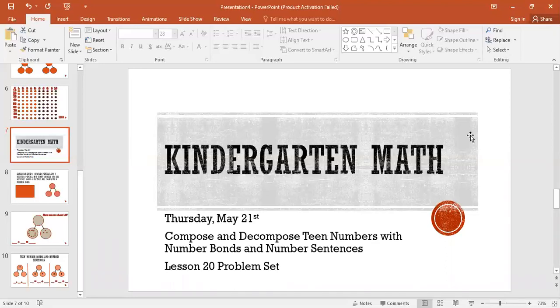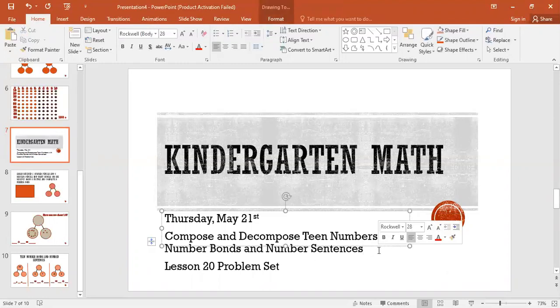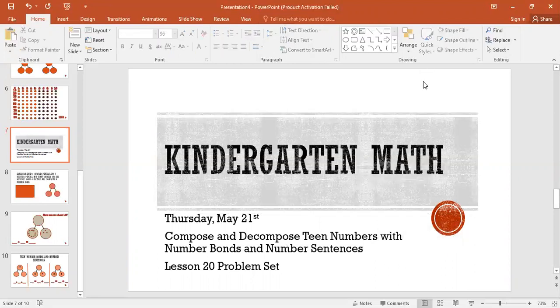Today, we are going to learn and review number bonds and number sentences, but this time with teen numbers. So we did number bonds and number sentences with numbers 1 through 10. Now we will look at number bonds and number sentences for our teen numbers. All right, so we will complete lesson 20 problem set today, and you will upload that to your portfolio page. So let's get started with our lesson.